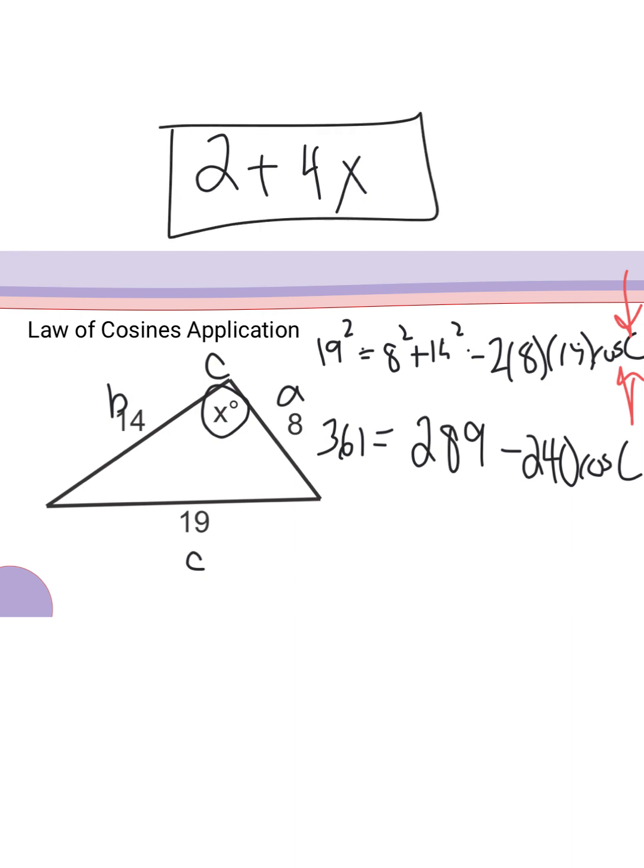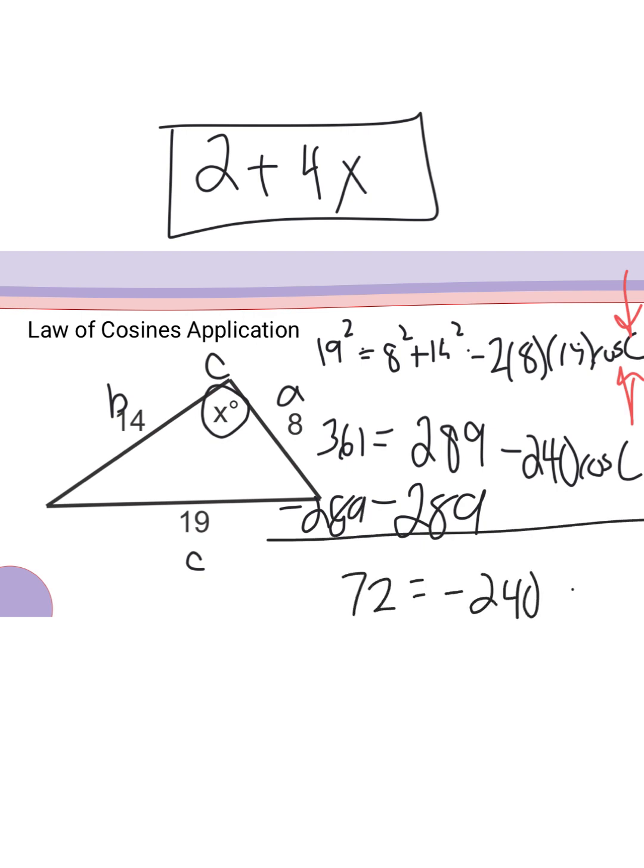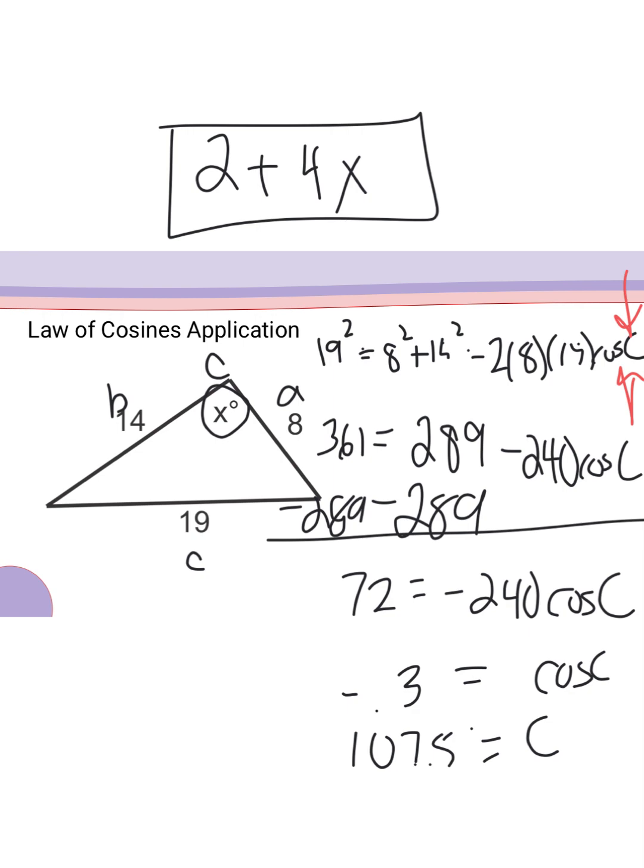This would be left as is. But what I can do is subtract the 289 from the 361. That gets me 72 equals negative 240 cosine of C. Divide 72 by the negative 240. I get cosine of C equals negative 0.3. And so now I just do the cosine inverse of that 0.3. And so this angle has to be 107.5 degrees roughly.